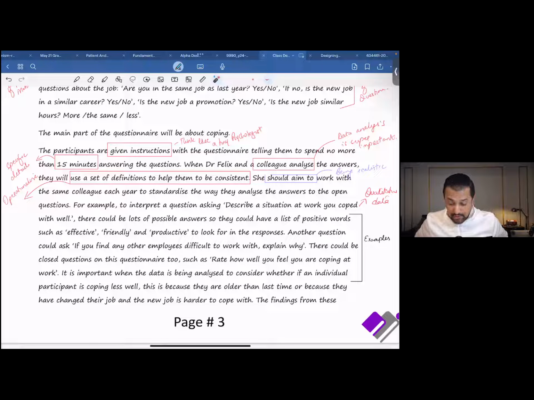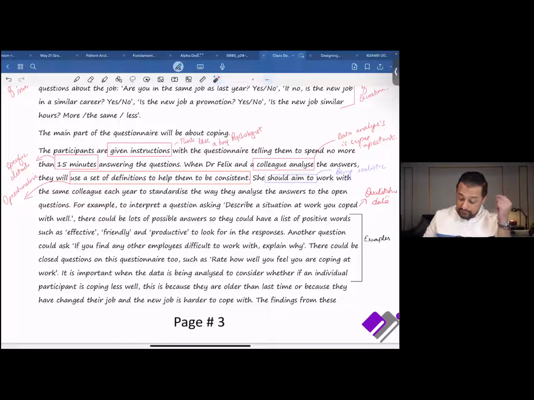When you are collecting information through a questionnaire, or any other means, remember it's essential that you give instructions, just like the CI gives you instructions, right? And these instructions have to be taken seriously. So the participants are given instructions with the questionnaire telling them to spend no more than 15 minutes answering the questions. Now, again, you're giving specific details. You're making it sound like you are there conducting this research for real.